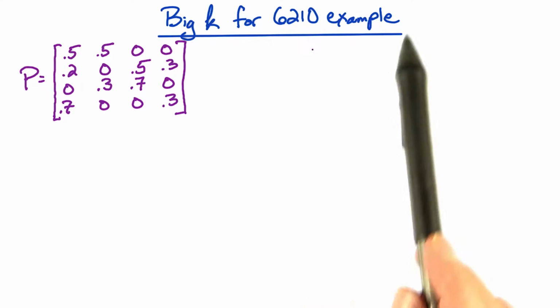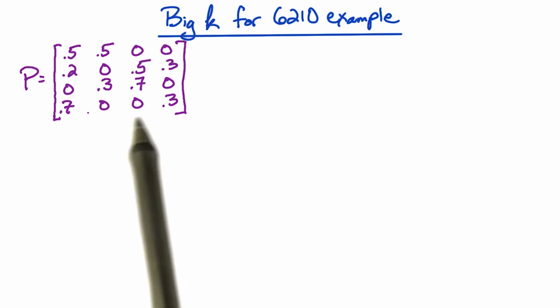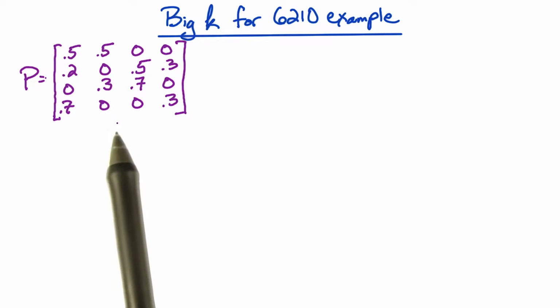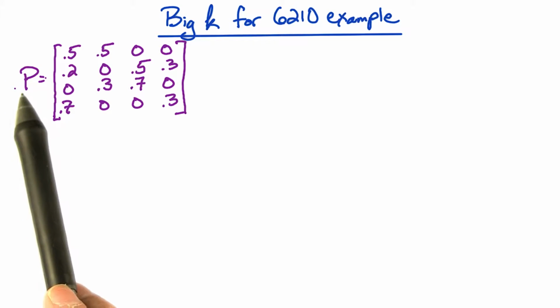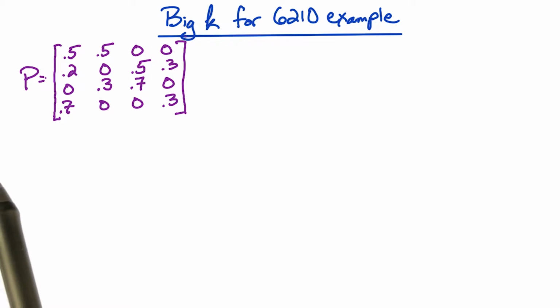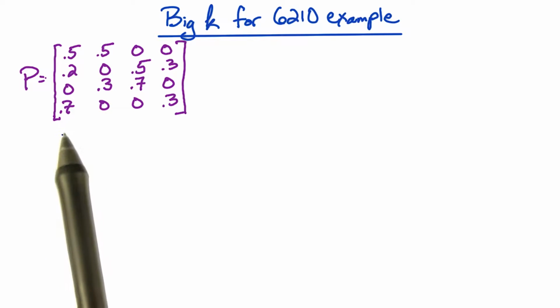Now let's stick with our 6210 example. And here's the transition matrix again for that 6210 example. And now I want to look at powers of P. So I want to look at P to the K for big K. And then we're going to see some interesting properties about this matrix.